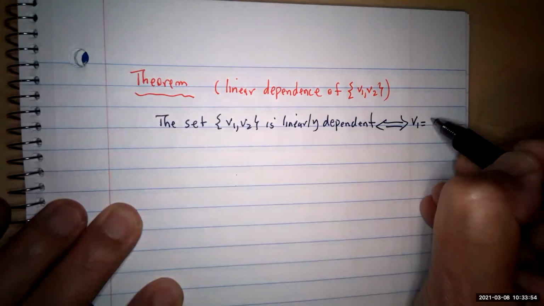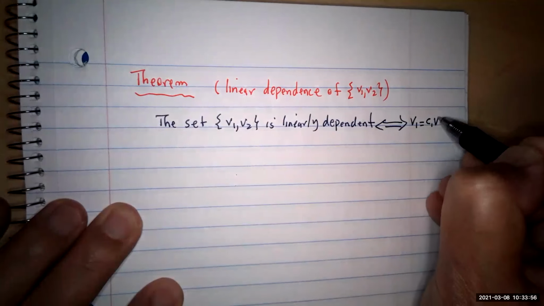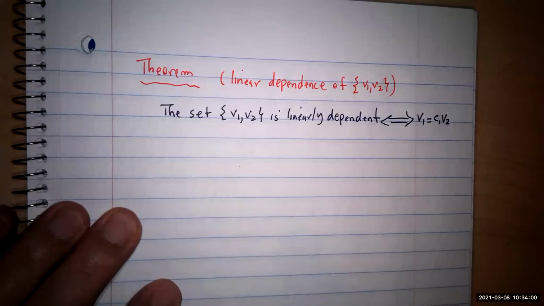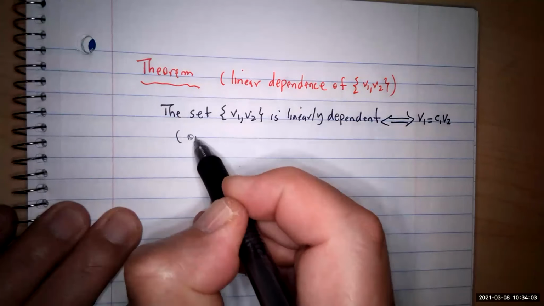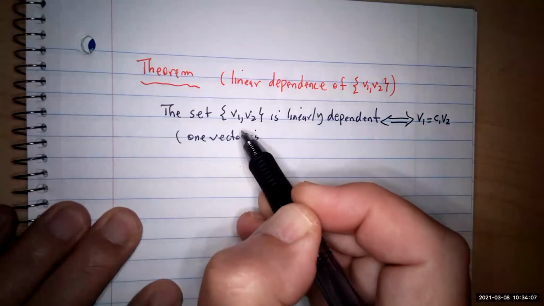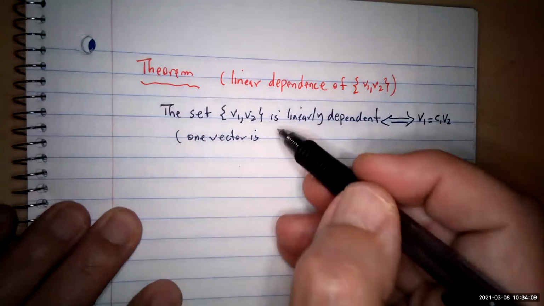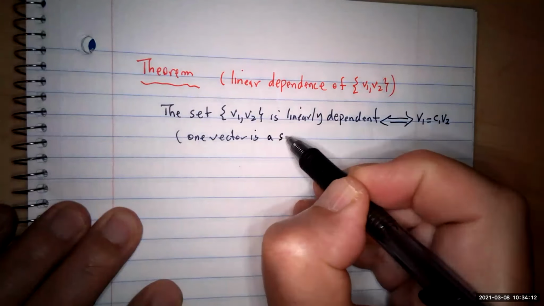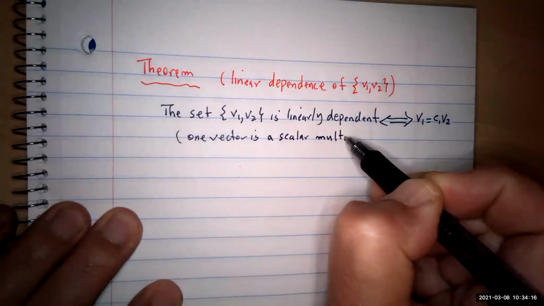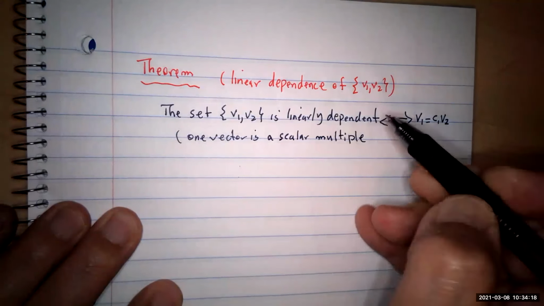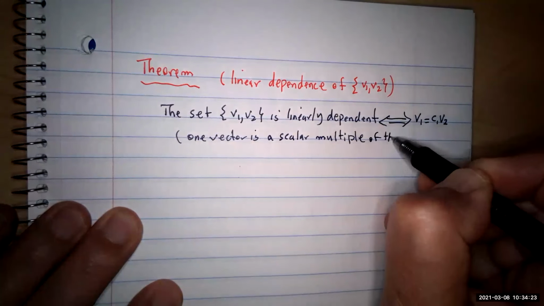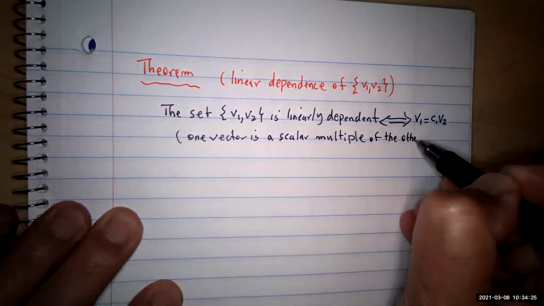You see, this is it: C1 V2. So basically this means one vector is a scalar multiple of the other vector.